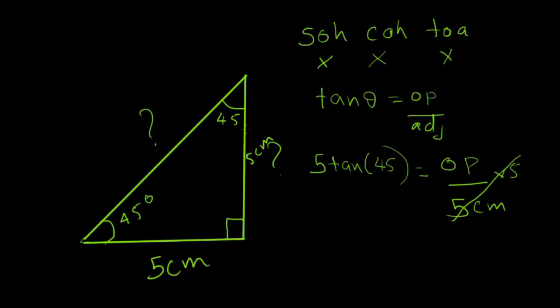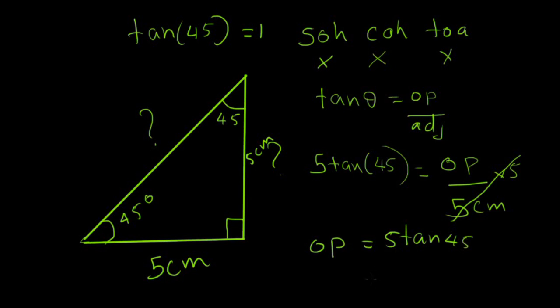And do you remember the tangent function? It is opposite divided by adjacent. If this is an isosceles triangle, both sides must be equal. So if we divide a number with the same number, we will get 1. So tangent of 45 is equal to 1. So the opposite side must be 5 tangent of 45, and tangent of 45 is 1, so it will be 5 times 1, which is 5 centimeters.